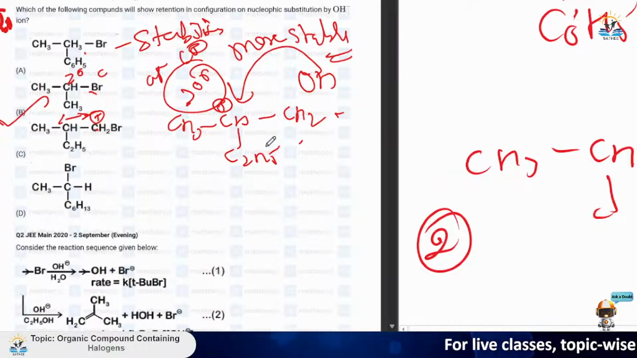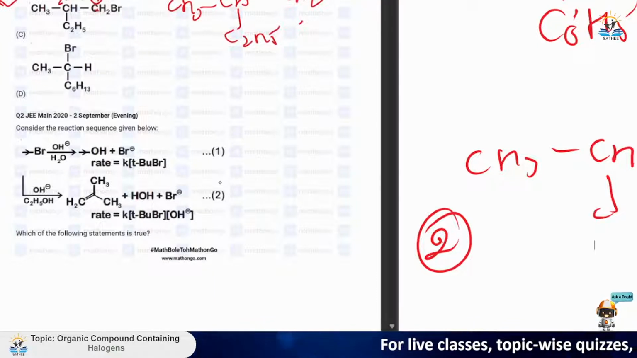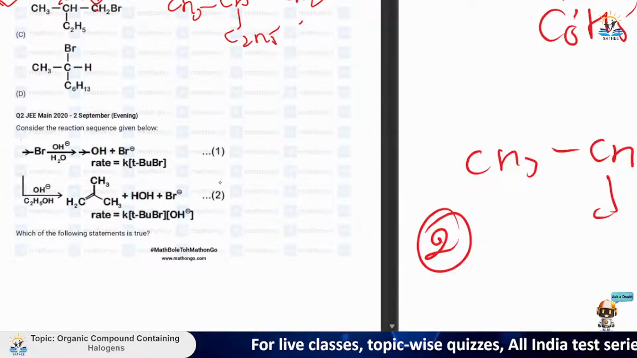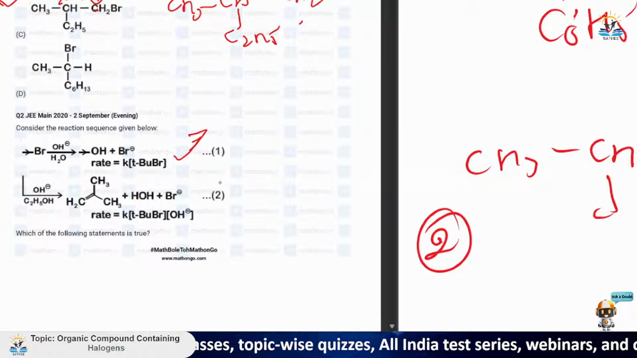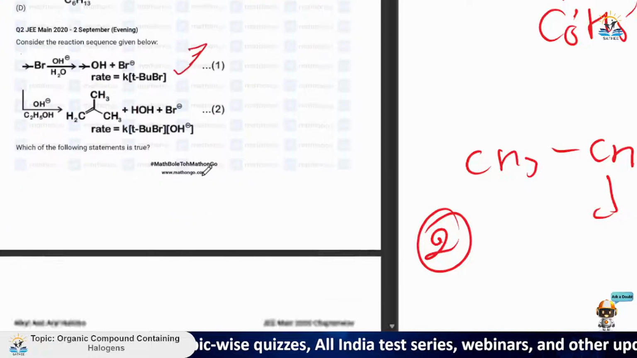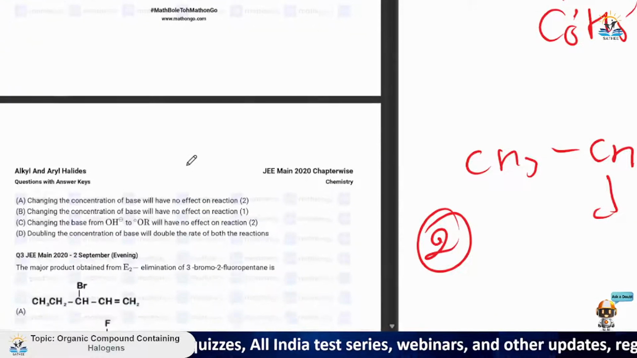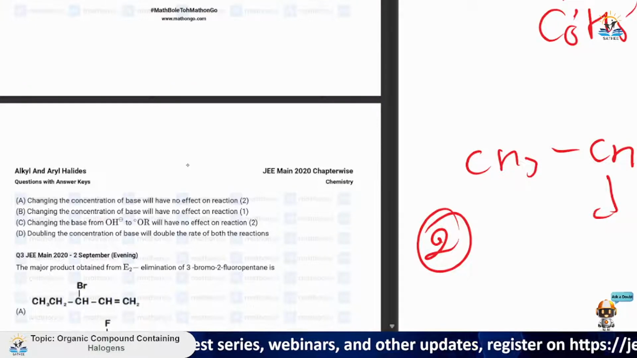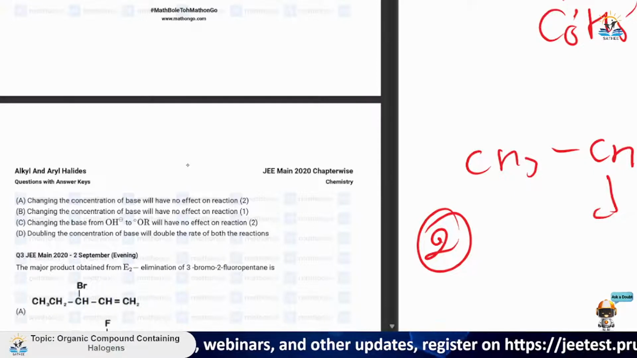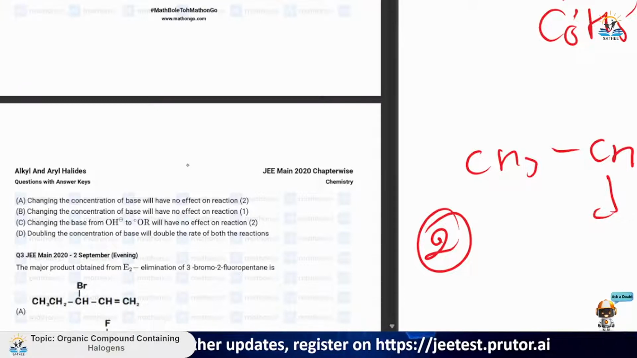So what is question number two saying? Question number two is saying, consider the reaction sequence: t-butyl bromide with OH negative and H2O giving you t-butyl OH plus Br. Okay, this is the rate. Now the second one, OH negative in C2H5OH. So these are some of the reaction mechanisms given here. Now we need to identify which statement is true. First one, changing the concentration of base will have no effect on reaction 2. Changing the concentration of base will have no effect on reaction 1. And changing the base from OH negative to OR negative will have no effect on reaction number 2. And doubling the concentration of base will double the rate of both the reactions.